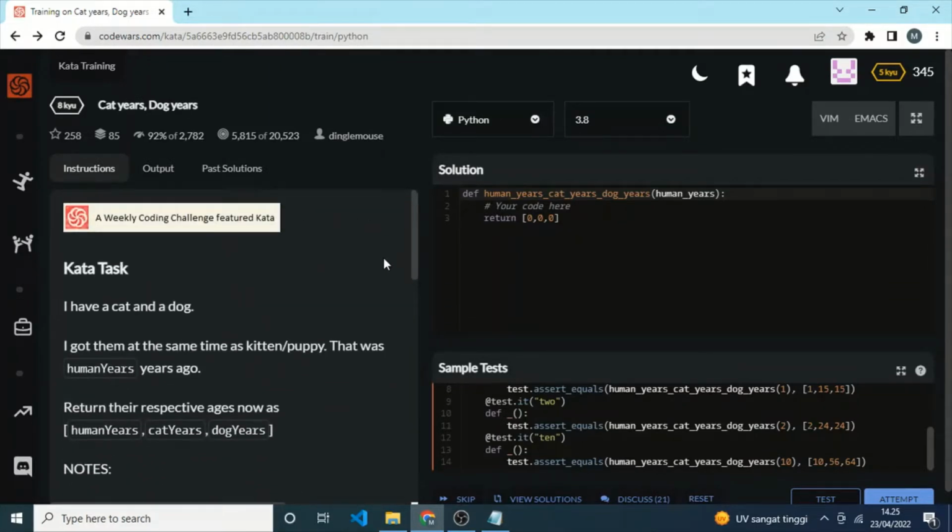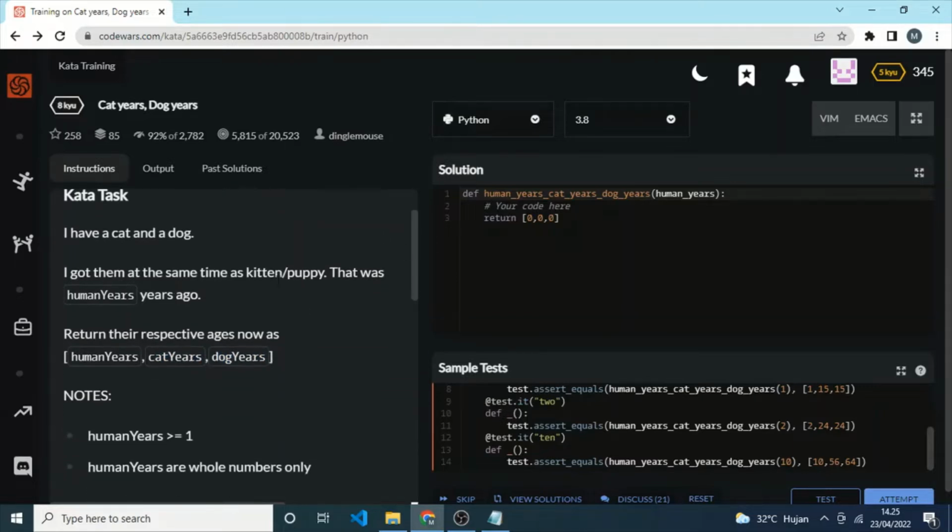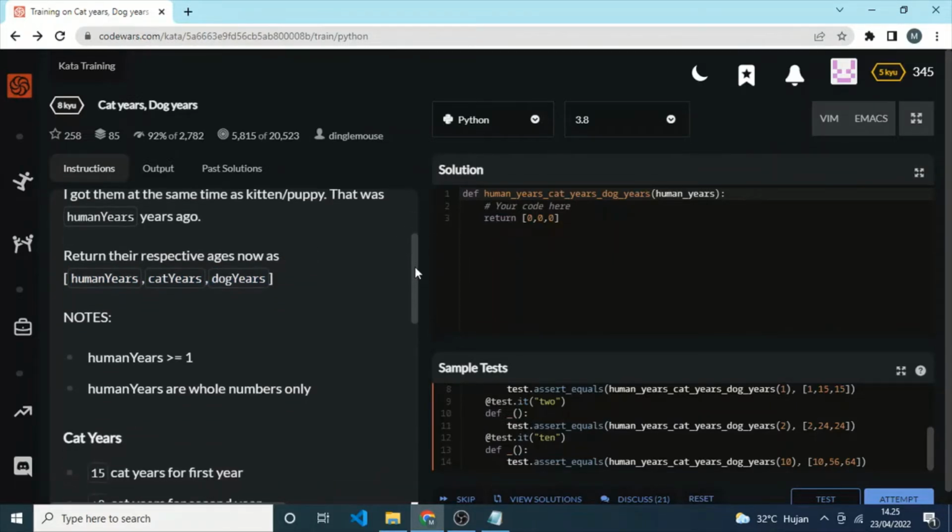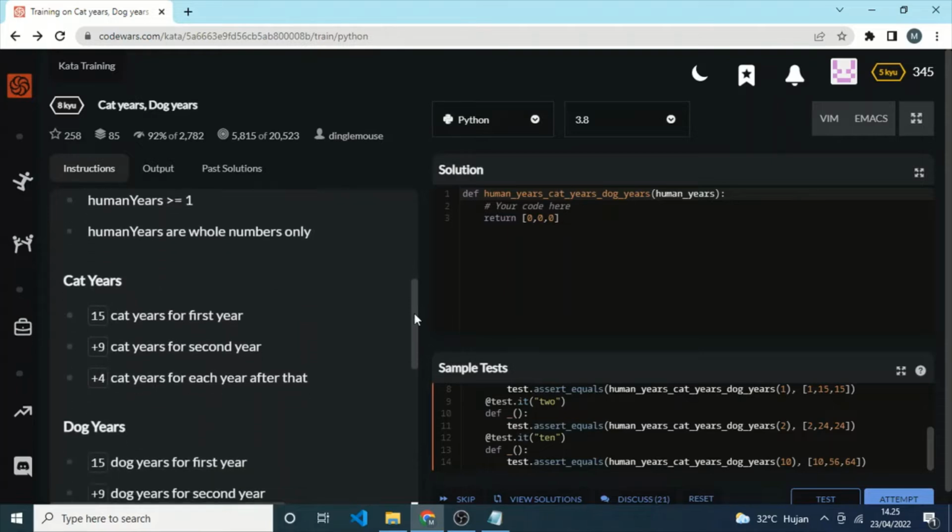Okay, so basically we are given three types of years: human years, cat years, and dog years. And our task is to determine what is the value of human years, cat years, and dog years. For human years, it is just a normal year, like year 1, year 2, year 3, year 4, and so on. And for cat years and dog years, there is some condition for both.